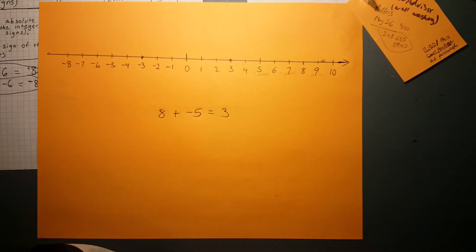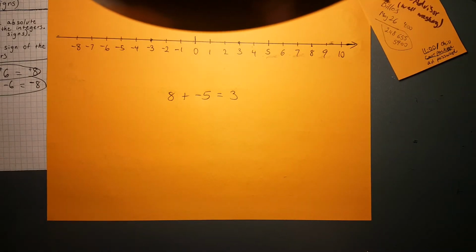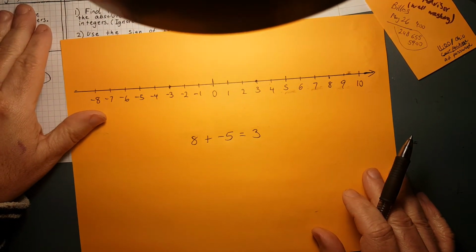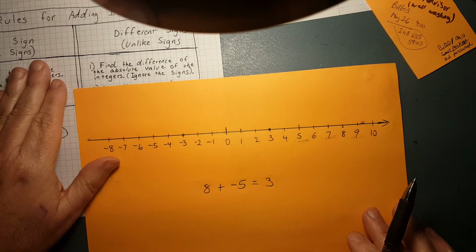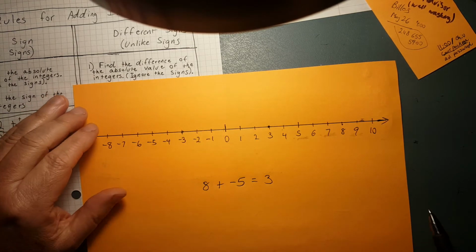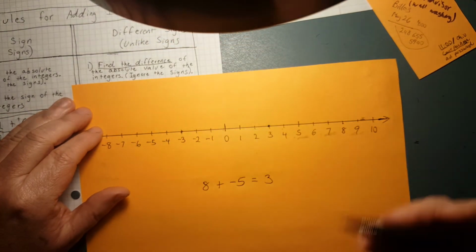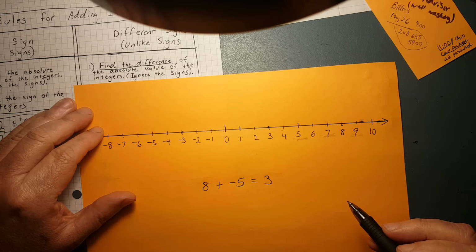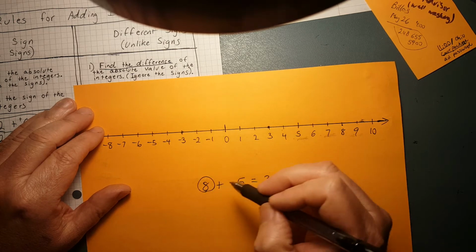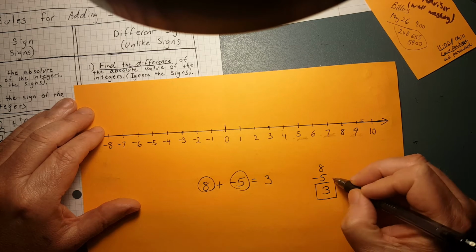Now, what's the way of doing that without having to use counters or a number line? Here are the rules. Rule number 1: find the difference of the absolute value of the integers. Ignore the signs and find the difference. We use that word here because it means subtract, but I don't want to call it subtract because that will get you confused when we start subtracting integers. So find the difference of the absolute values. In other words, ignore the signs. Just take 8 and 5 and find the difference. The difference between 8 and 5 is 3. That's step 1.